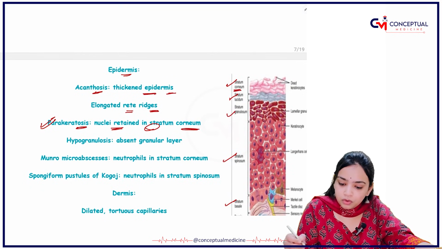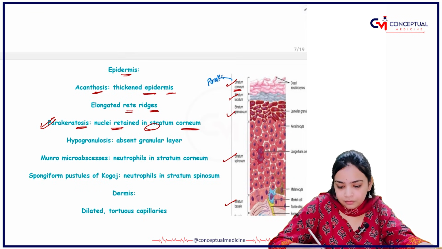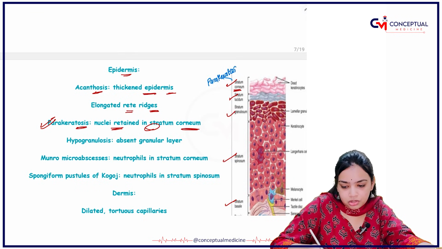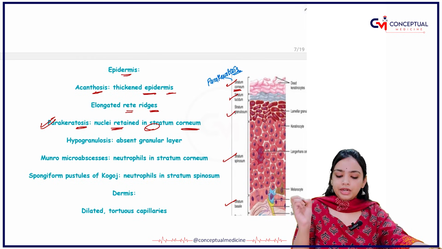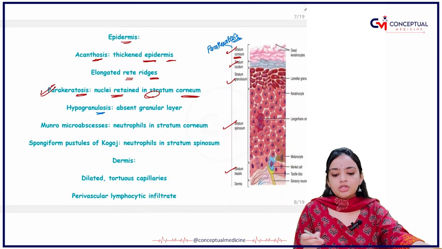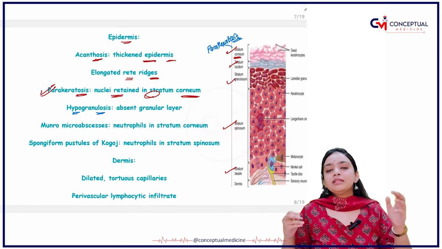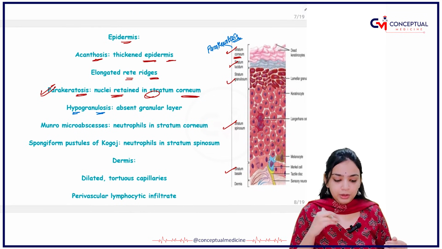So what happens over here is in parakeratosis, the nuclei basically retain in the layer of stratum corneum. What is hypogranulosis? Hypo means there is absence of granular layer. There will be absence of granular layer.